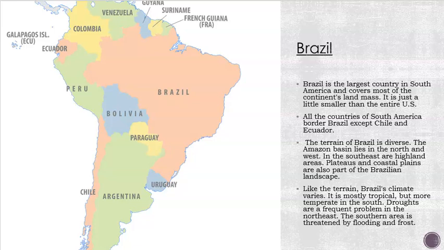The terrain and the climate of Brazil is very diverse. The Amazon basin lies in the north and the west, so in this area here. In the southeast are highland areas, and plateaus and coastal plains are also a part of the Brazilian landscape. The climate, again, very diverse. It's mostly tropical, but it's more temperate in the south, getting further away from the equator. Droughts are a frequent problem in the northeast, and the southern area is threatened by flooding and frost.